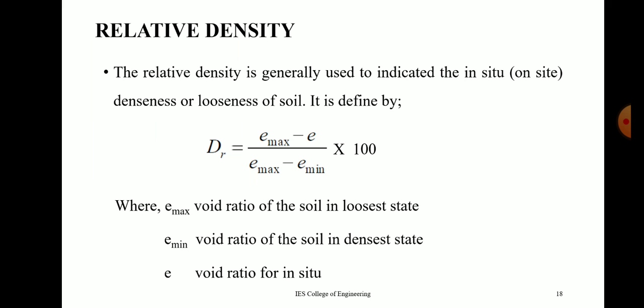Next we go through relative density. The relative density is generally used to indicate the in situ denseness or looseness of soil. It is defined by the equation Dr equals (emax minus e) divided by (emax minus emin) into 100, where emax is the void ratio of the soil in loosest state, emin is the void ratio of the soil in densest state, and e is the void ratio in situ.